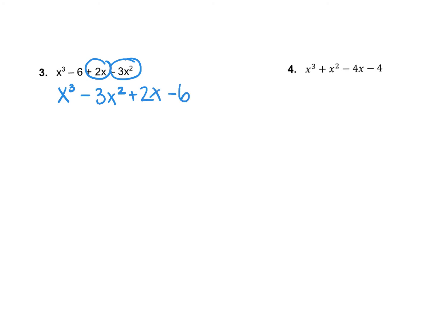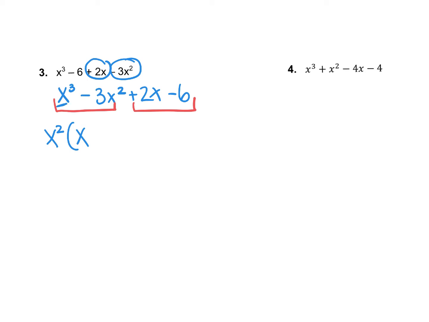All right, so now let's see if we can factor anything out of these. So I'm going to group them. Taking a look at our first one, I can factor out an x squared, because x squared times x will give us this x to the third.